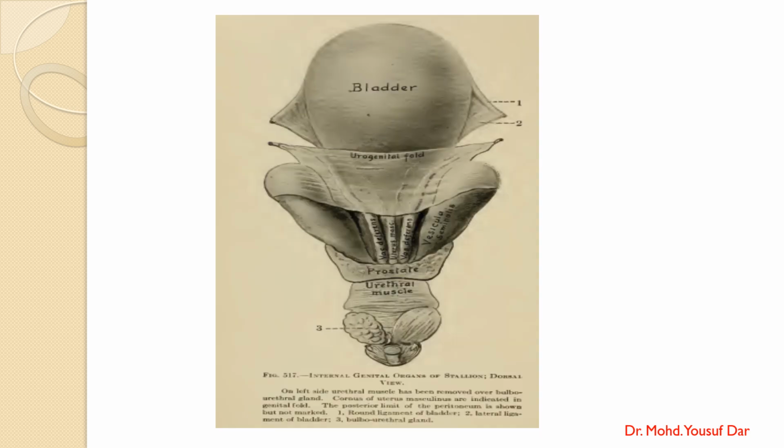Here you can see this is the urinary bladder. These are the lateral ligaments, and these are the round ligaments present at the free edges of the urinary bladder. So these are the round ligaments of the urinary bladder. This is the urogenital fold that is related with the dorsal surface of the urinary bladder. And these are the ampulla of the vas deferens, seminal vesicles, prostate, urethra, and these are the Cowper's glands.